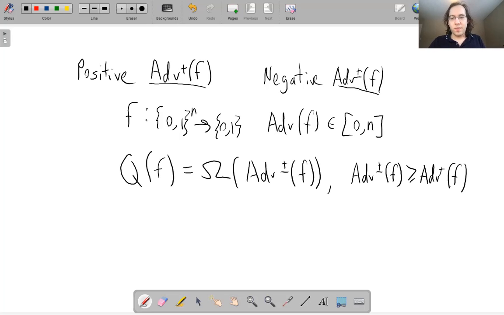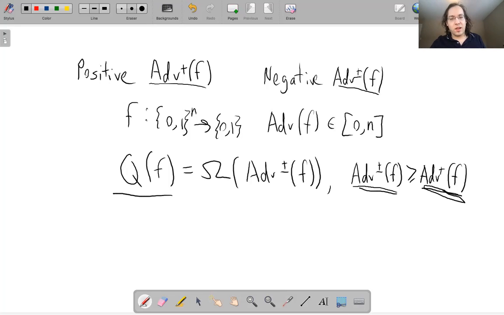Getting a lower bound on either of these measures gives you a lower bound for quantum query complexity Q of f. If your lower bound is on the smaller measure adv plus, we call it a positive weight adversary bound. And if your lower bound is only on the stronger, larger measure, we call it a negative weight adversary bound, for reasons we will see.